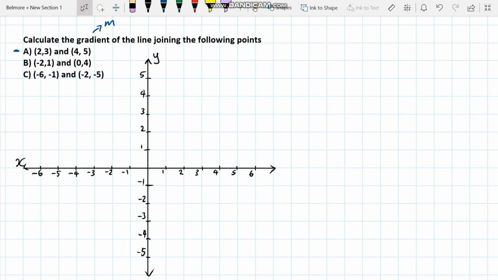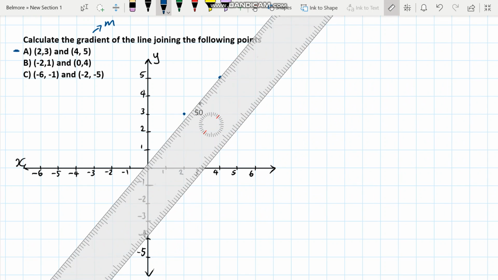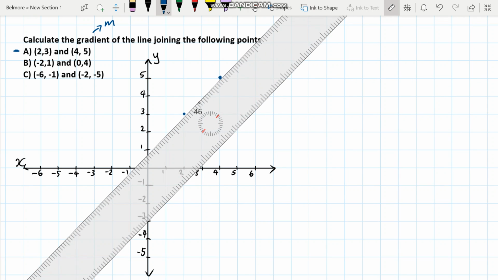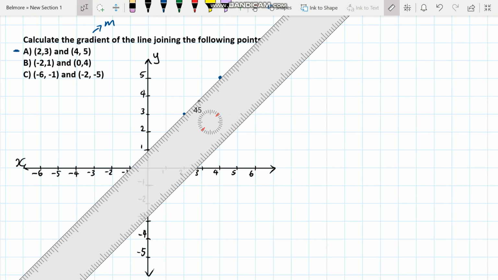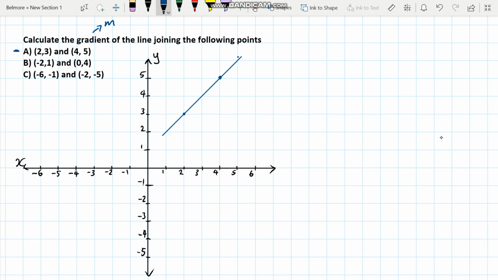Okay, so first thing we're going to do is plot these points. So both points need to be plotted on this graph. So (2, 3), we go across 2 and up 3. This is our first point. Then it goes to our second point, which is (4, 5). We'll go across 4 and then up 5. So we've got our 2 points, and then we can draw our line here. Okay, and we just draw our line. So this is our line.